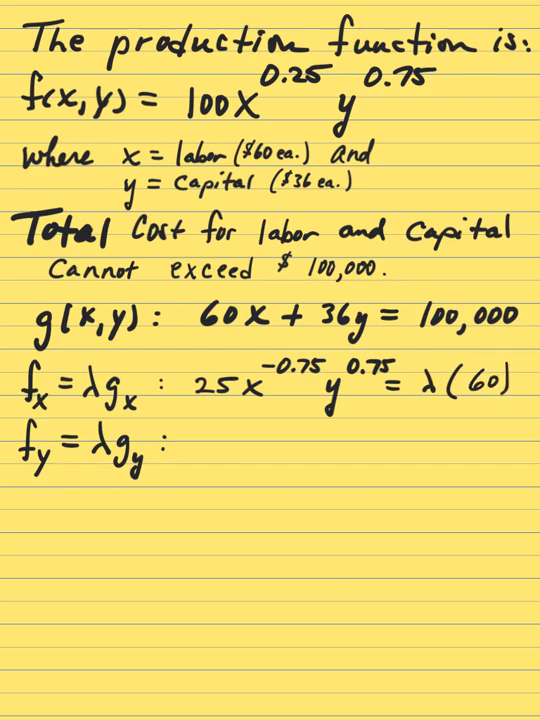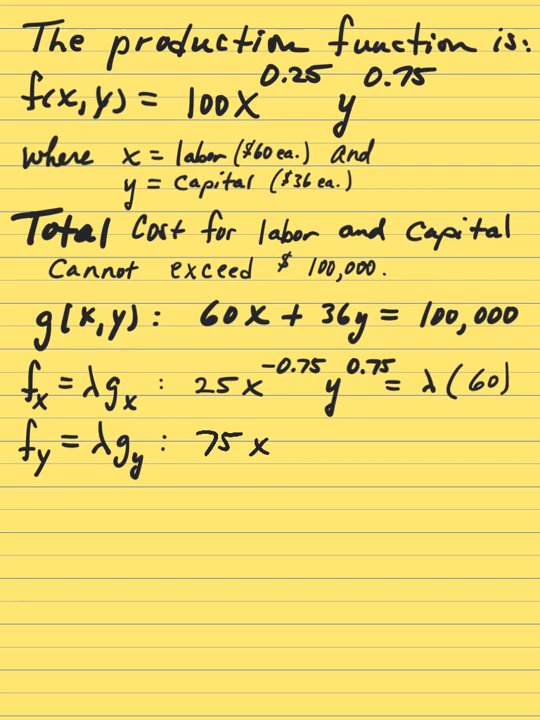We're going to come back to that. Let's do the partials with respect to y. In the original function, we have y to the 0.75. 100 times 0.75, and that'll take care of the y derivative. So that's going to be 75.